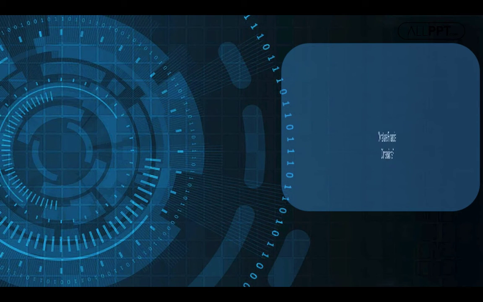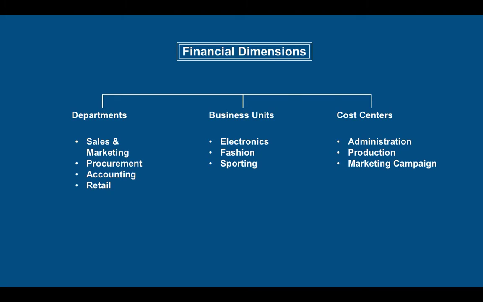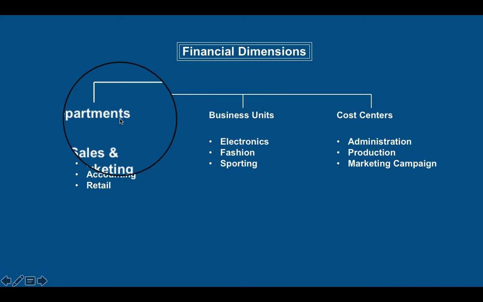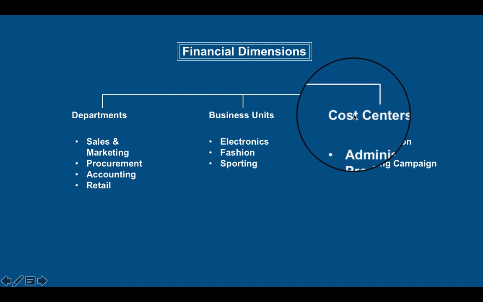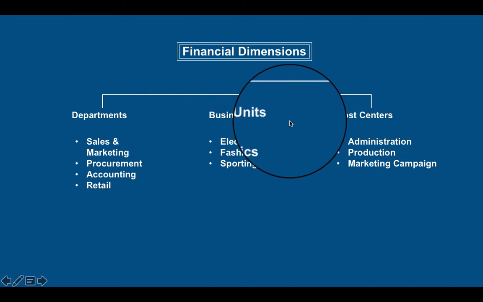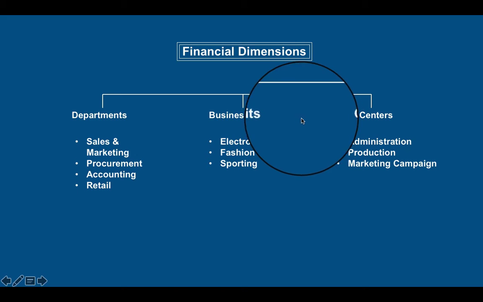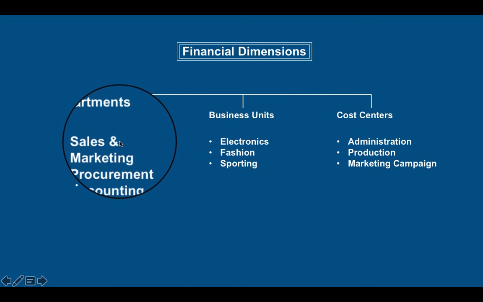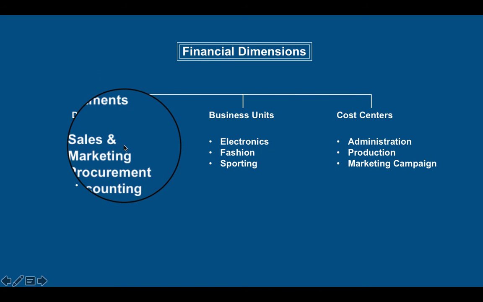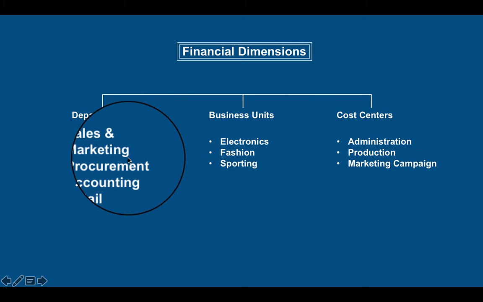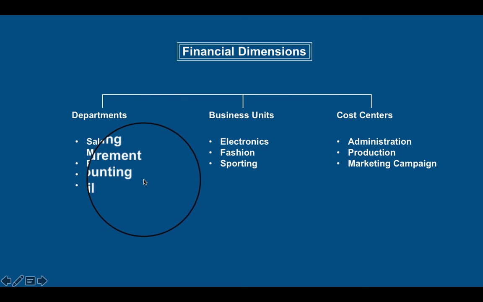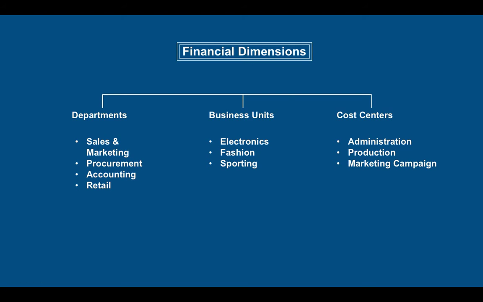What are financial dimensions? Financial dimensions are data classifiers used in grouping financial information by departments, business units, and cost centers. These are done majorly for reporting purposes. As you can see, we have different departments here as you would have in any organization: sales and marketing, procurement, accounting, retail, and many others.